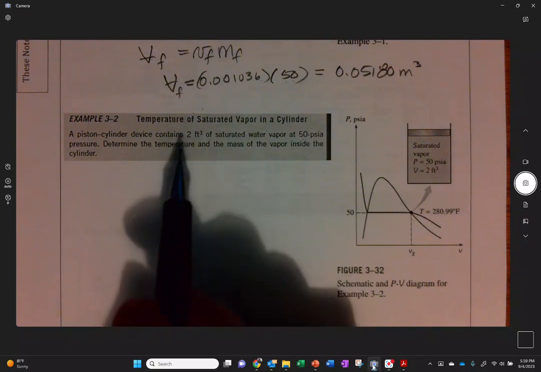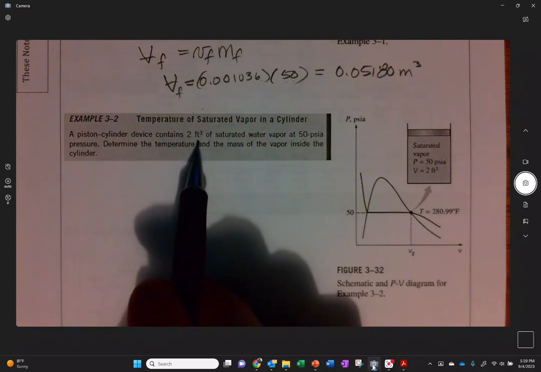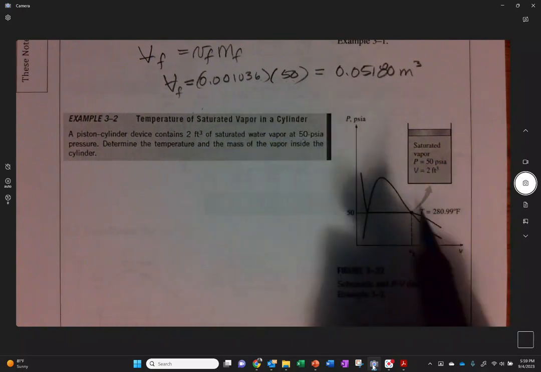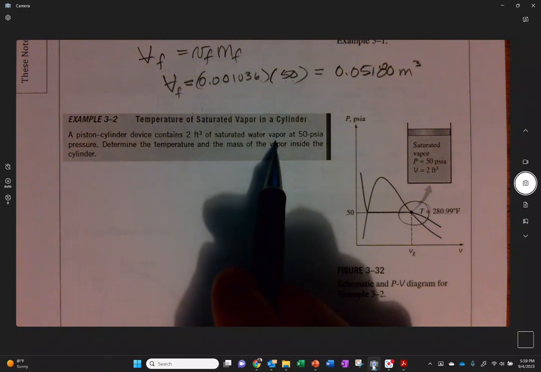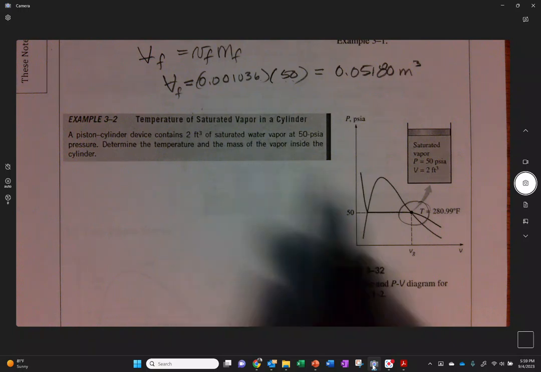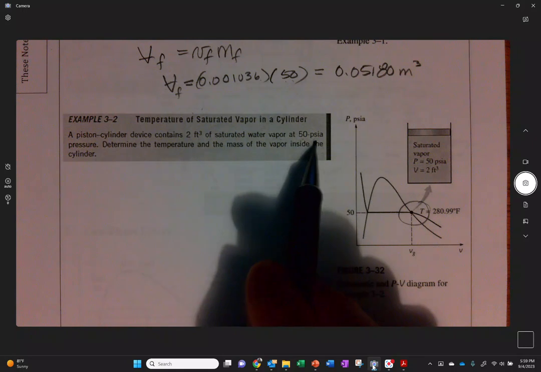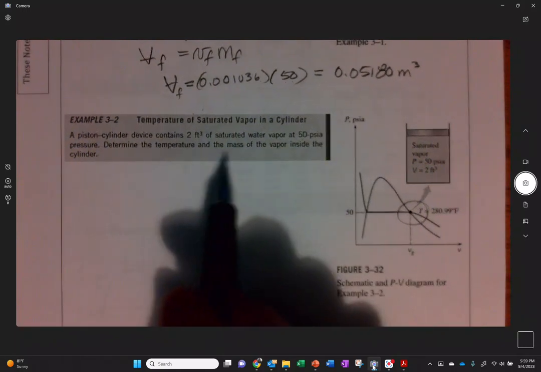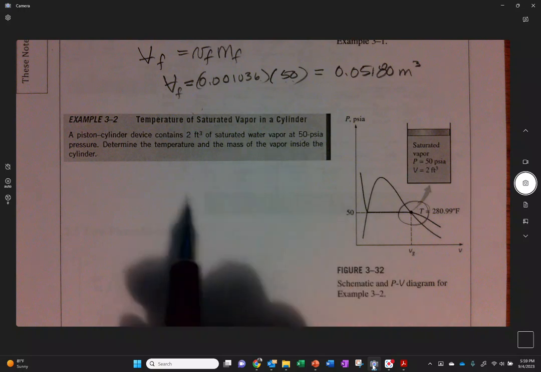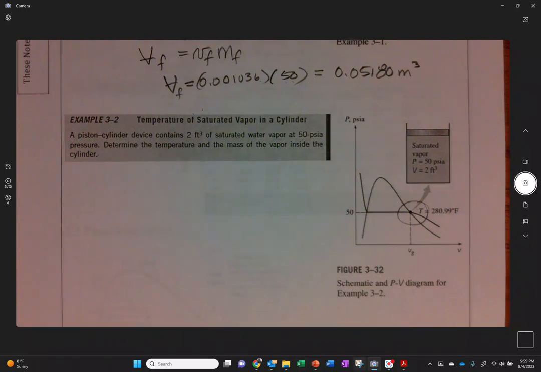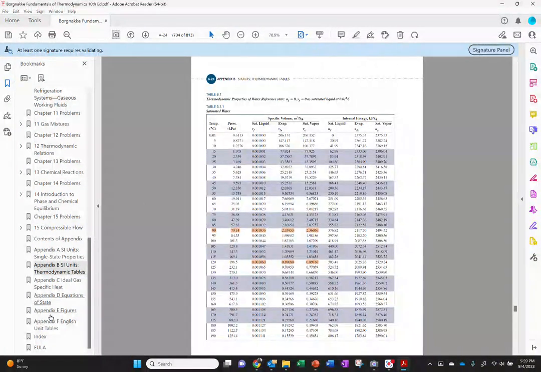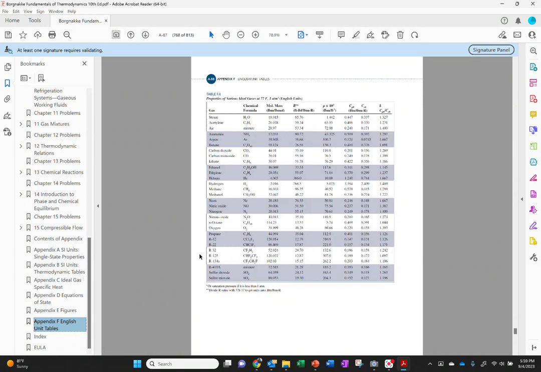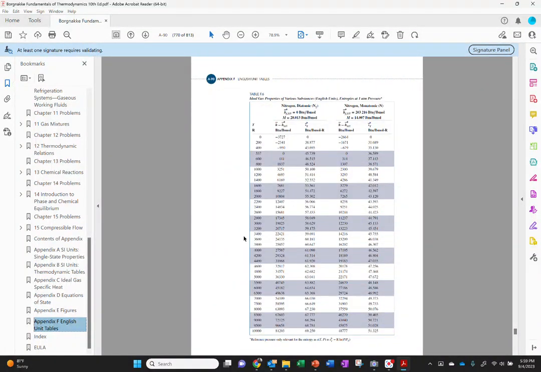But here's our situation where we have 2 cubic feet of saturated water vapor at 50 psi, and we want to determine the temperature and the mass of this. So they just changed the thing ever so slightly, but we need to look this up, and we need to go to the English units again.